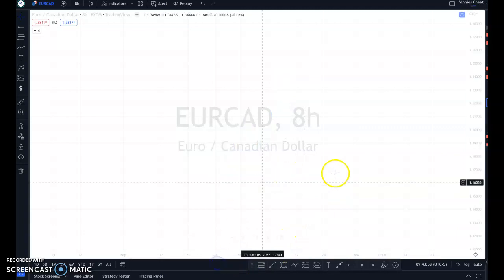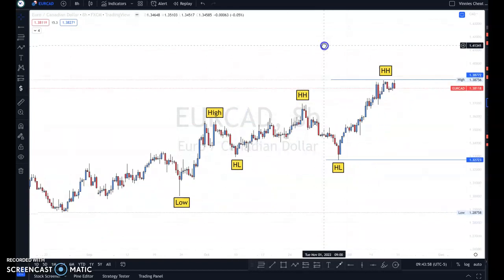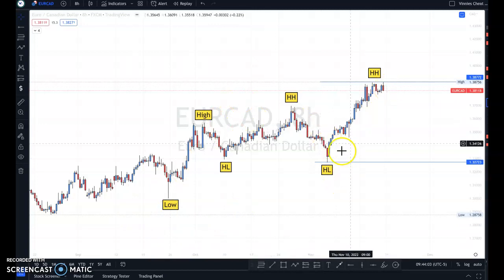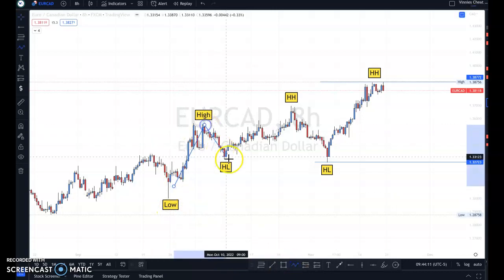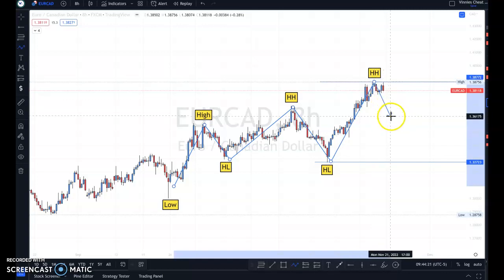We're going to use EuroCAD, and let's go down here to the 8-hour time frame. Okay, so based on market structure, just by looking at the market, you can see that price has created a low, has created a high, higher low, higher high, higher low, higher high. All right, after this higher high, what are we looking for? Well, we're looking for price to create a higher low, and our expectation is for price to continue in its upward trend.